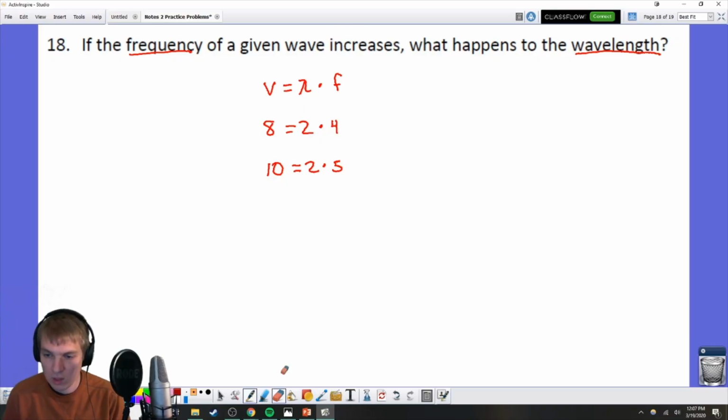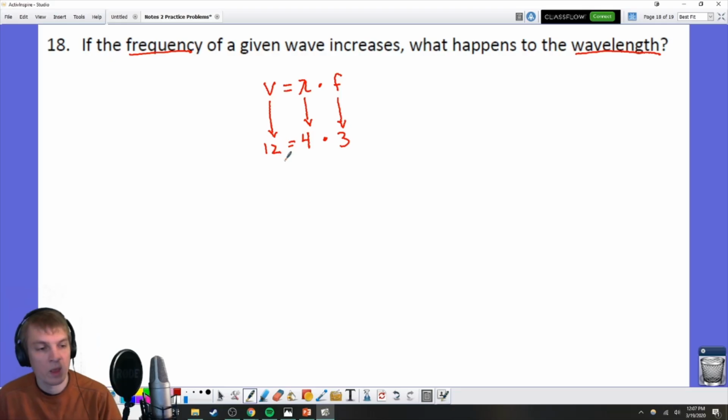So let's try new numbers here. Let's try 3 and 4, right? So if my wavelength is 3 and my frequency, actually let's reverse that. Let's do a wavelength of 4 and my frequency is 3. So I'm just going straight down here, right? So there's my wavelength, there's my frequency. What is my velocity at that point? It's going to be 12, right? And just as I said before, that can't change in a given medium unless you change the medium itself.